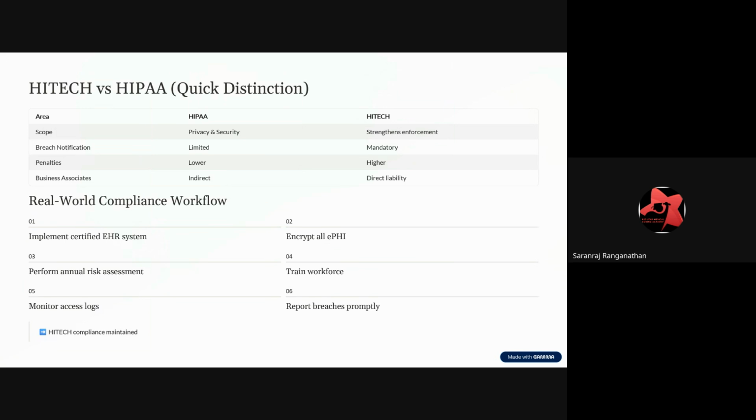Now, a real-world compliance workflow: implement a certified EHR, encrypt all ePHI, perform an annual risk assessment, train the workforce, monitor access logs, and report breaches promptly. HITECH compliance, all this is maintained by HITECH compliance. So that's all we have for HITECH as well. It's not a big topic, it is a small topic only.